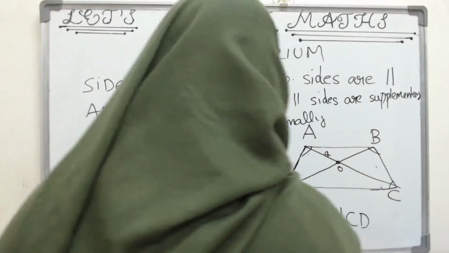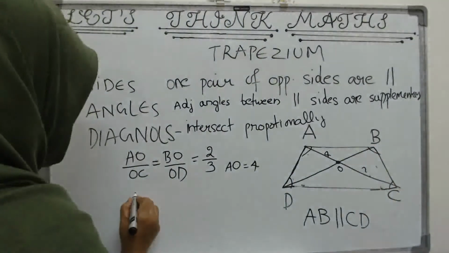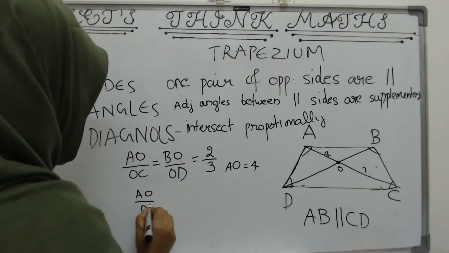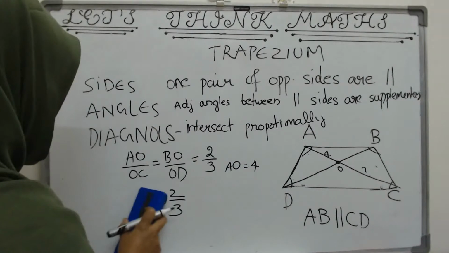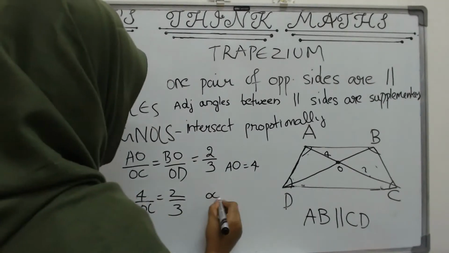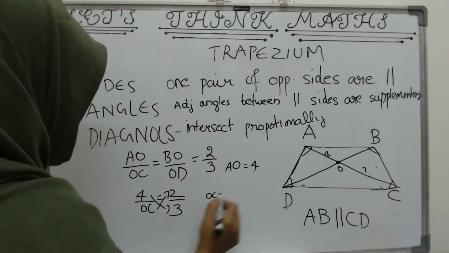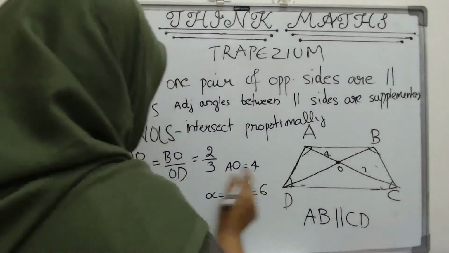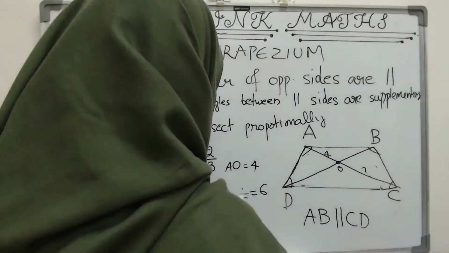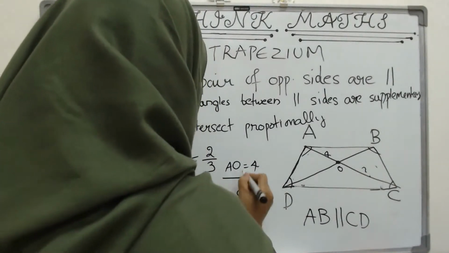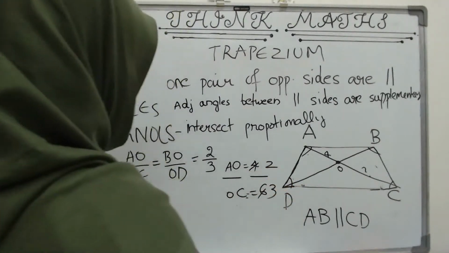Suppose AO is 4, then how much will OC be? See, AO by OC is equal to 2 by 3, but AO is what? It is 4. That means OC is equal to, cross multiply, 4 into 3 is 12, 12 divided by 2 is 6. That makes sense, right? OC is 6. So what do you have? AO by OC will be 4 by 6, which will be 3 by 2.